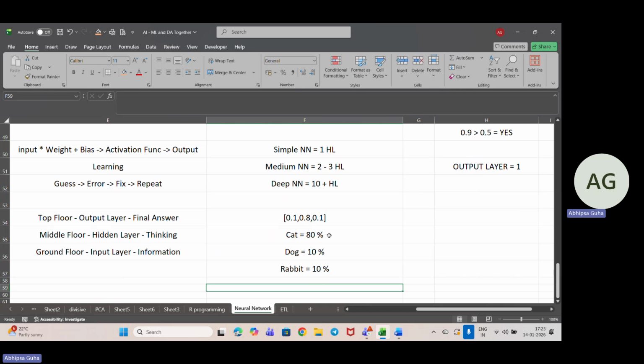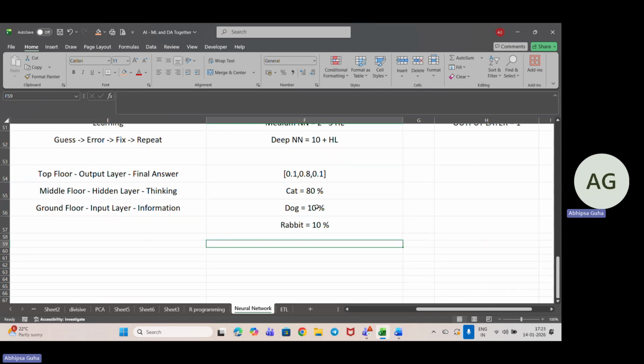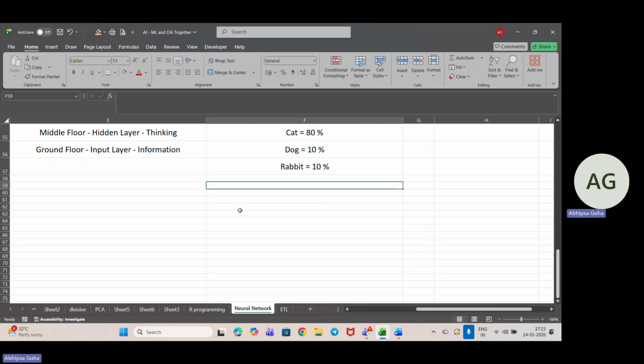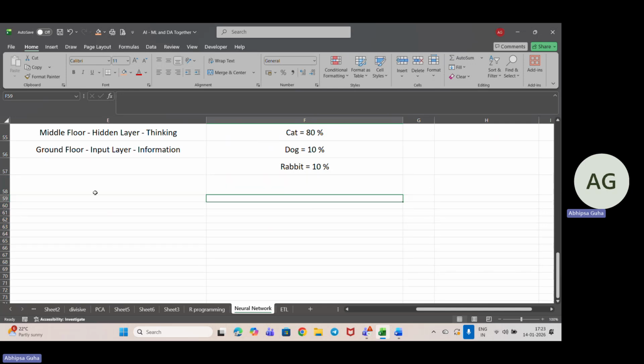It compares the answer, calculates the error, sends the error backward, fixes the weight. This is what it does. That is back propagation that we already discussed, right? So this is all about this stuff. Now, if I need to just give you a proper idea about back propagation, then how it works.